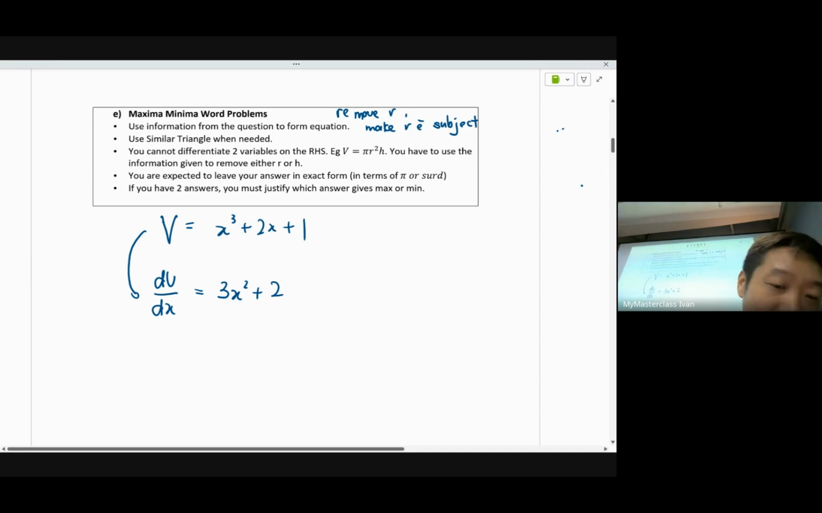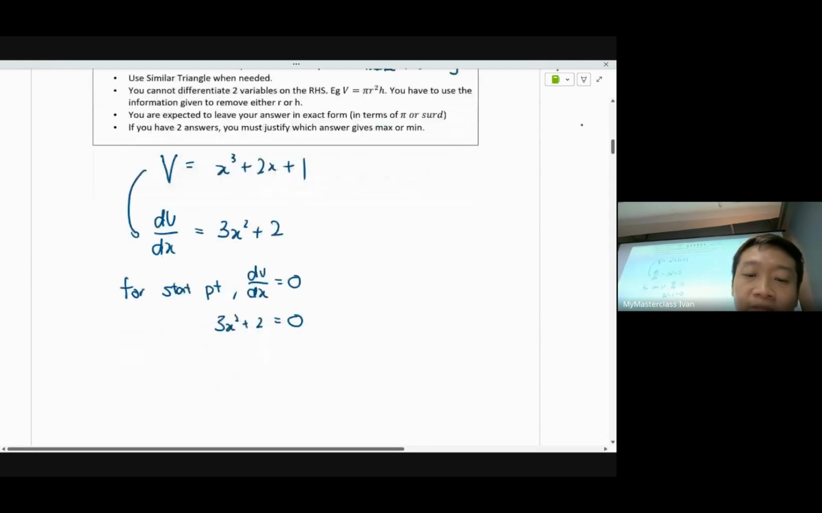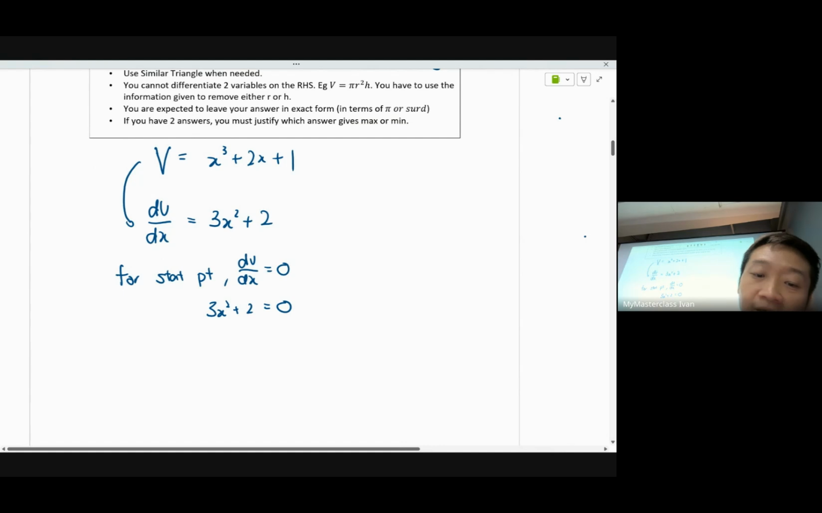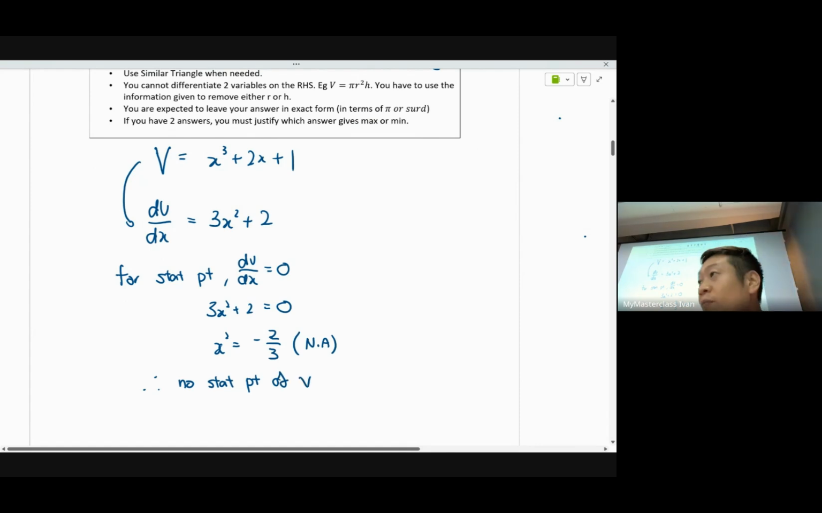Then again, you write for stationary point, dV/dx equals 0. So you have 3x squared plus 2 equals 0. So x squared equals negative 2 over 3. Is it possible? Not possible, right? Write down NA. Therefore, there is no stationary point of V. Sometimes we use this to justify. Understand? Okay.